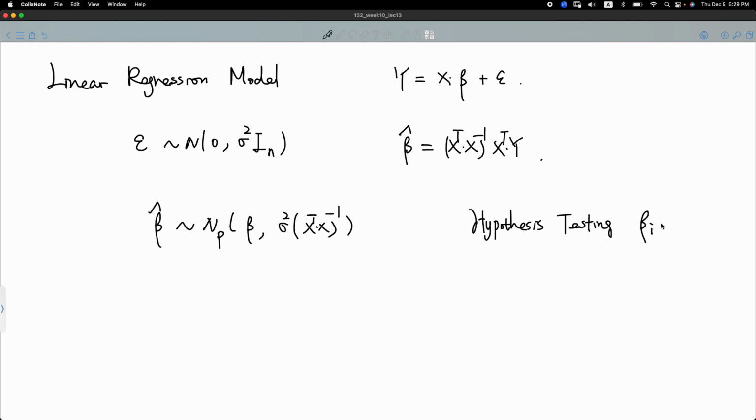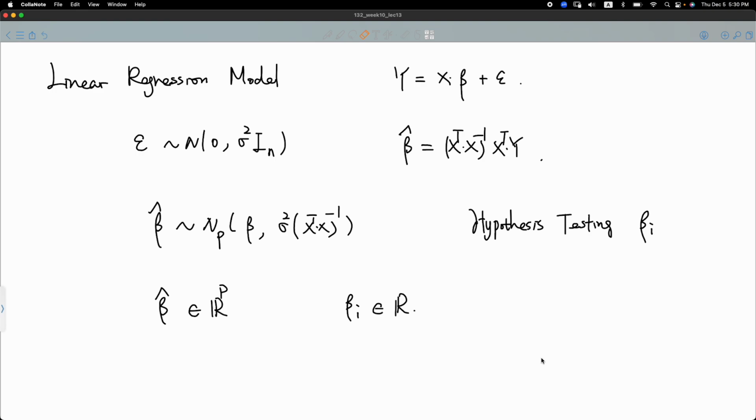Okay, so now we're going to talk about how to do hypothesis testing for a particular beta I. So here the beta hat is a p-dimension vector, and we are interested in one particular value with the subscript I, and this is a scalar. So now we're just focusing on hypothesis testing on a particular value in this p-dimension vector, and we are just interested in one of them. Okay, so that will be the topic for now.